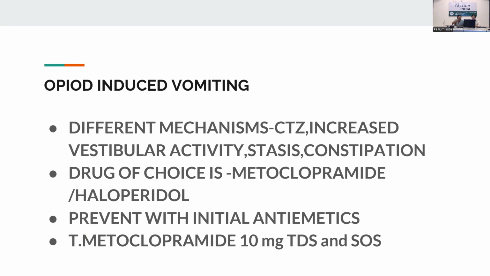The opioid induced is also very important, with a different mechanism. It acts on the chemoreceptor trigger zone, vestibular activity, stasis, constipation, all these things. When you use an opioid, these are the problems. So the drug of choice is metoclopramide or haloperidol. You can give both. Prevent with an initial dose: whenever you start morphine, don't forget to write the antiemetic, metoclopramide 10 mg TDS and SOS. And that's where we come to the end of the topic.